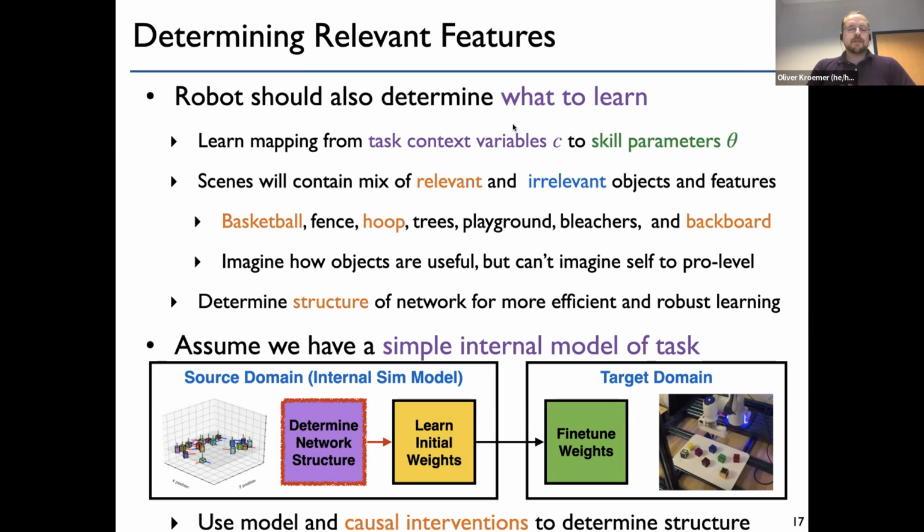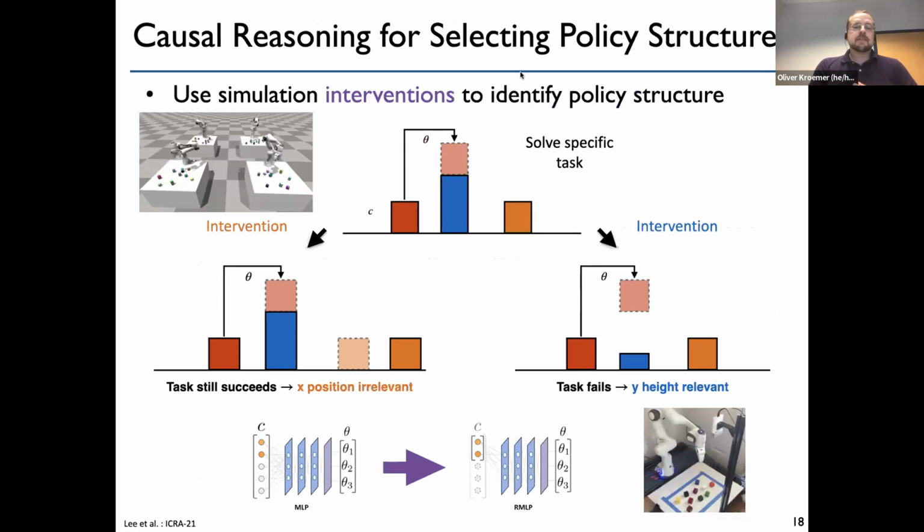And so we do this also using internal simulation. We assume the robot has a simple model of the world, like a simulation. Usually you would learn the initial weights and then transfer that to the target domain for fine tuning. But we do some additional causal reasoning using that internal model. So we provide the robot with randomly generated scenes. We then have the robot actually learn to solve that specific task. So it doesn't have to think about generalization, just specific scenarios, which you can do fairly easily using either reinforcement learning or even a planner in some cases.